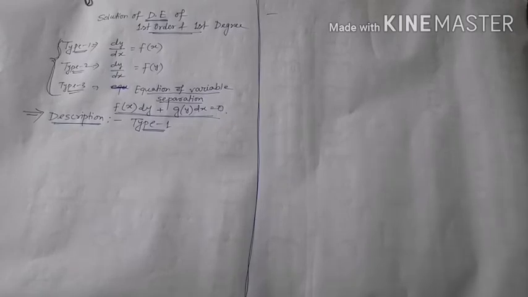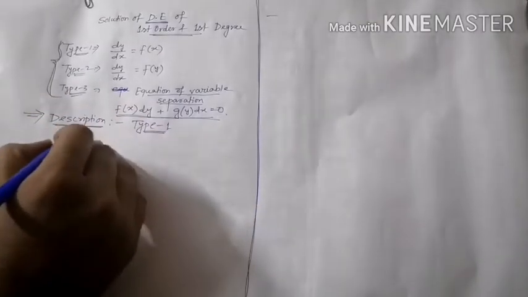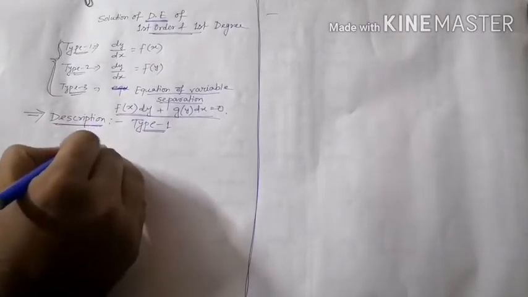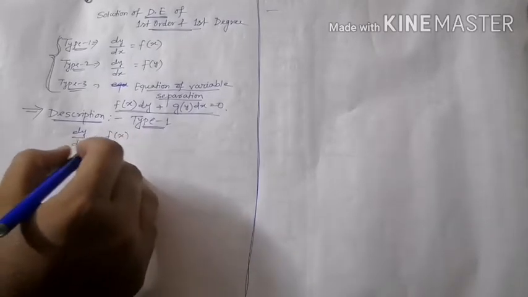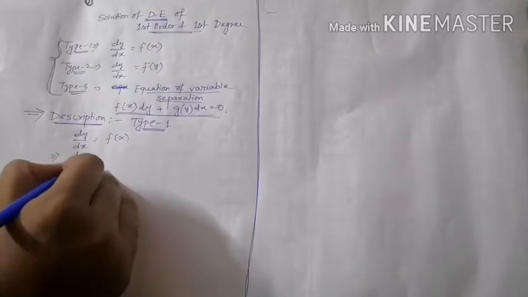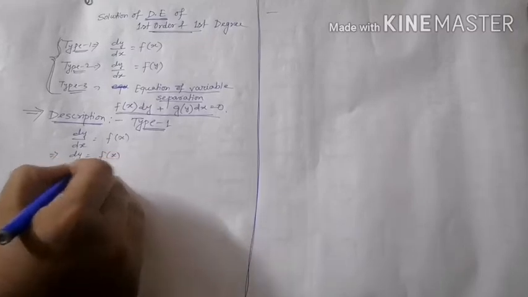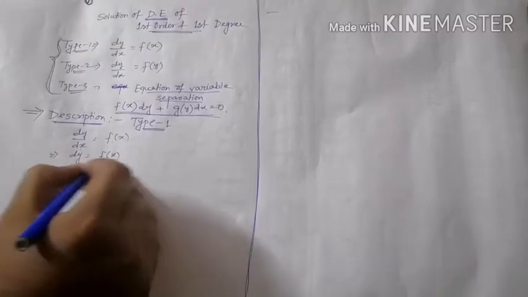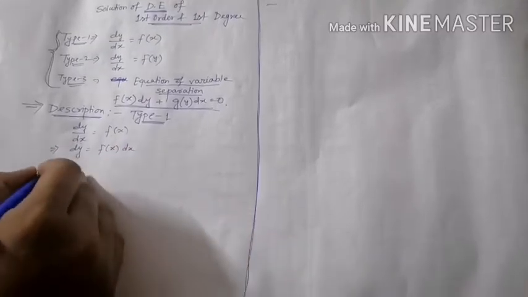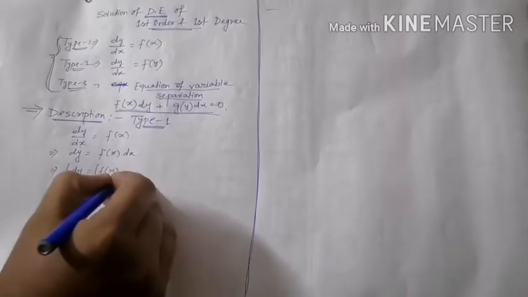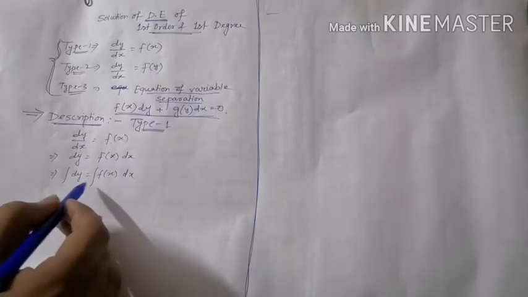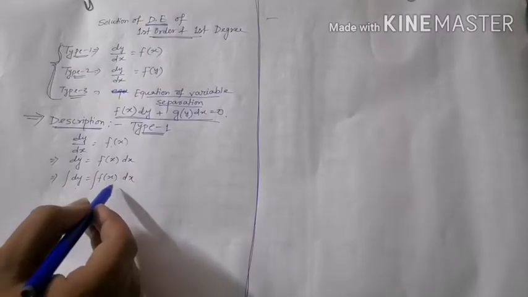Now we will describe type 1. Let us take type 1, dy/dx = f(x). We can solve it like this: dy/dx = f(x), so dy = f(x) dx. By integrating both sides we get ∫dy = ∫f(x) dx.